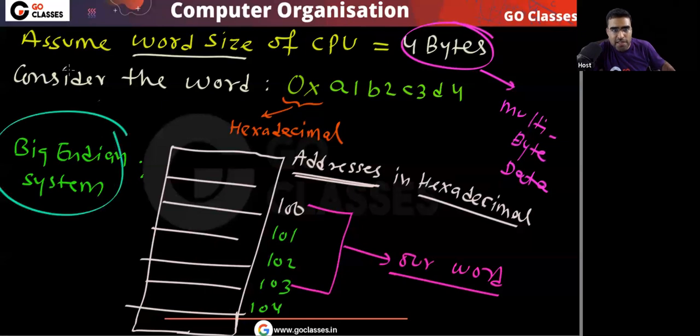Now, in big Endian system, what will happen? In big Endian system, you will start with the big end. Yes or no? What you will do? You will start with the big end. So now we need to see how to put the data here.